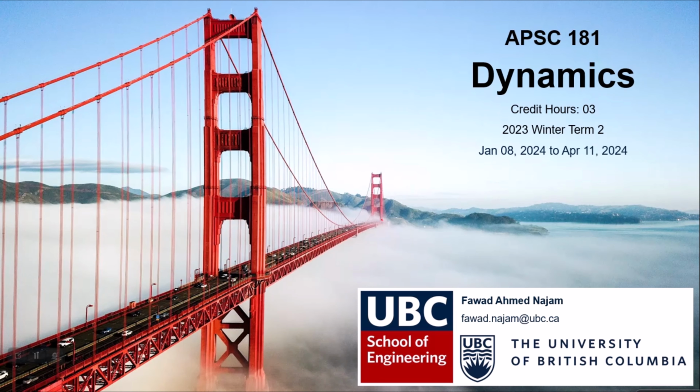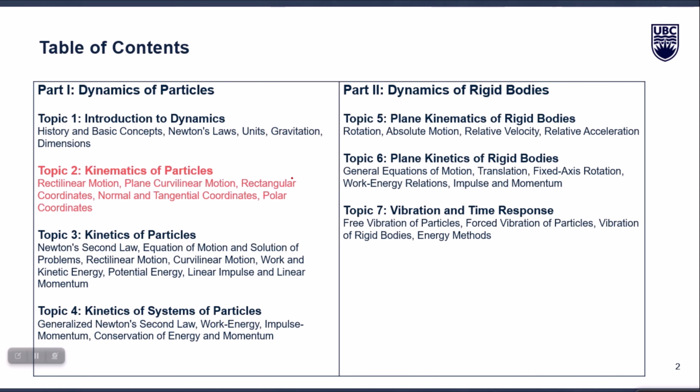My objective for today is to discuss the polar coordinate system. We will understand how we can use this coordinate system to describe curvilinear motion, and then we will also apply this coordinate system to a special case of curvilinear motion, that is circular motion. So this would be the last topic in this discussion of kinematics of particles.